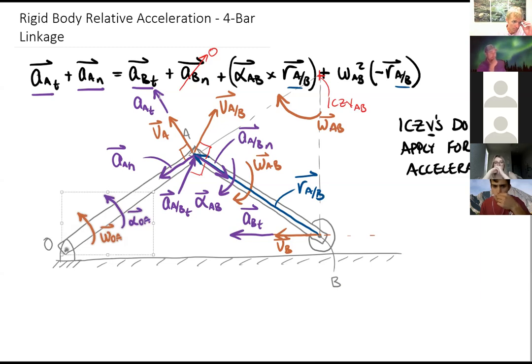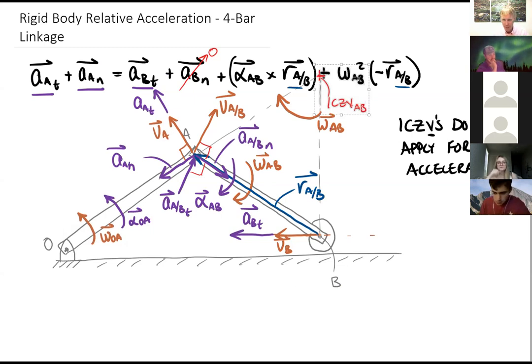I'm sorry, we have a question, Dr. Big. Yeah, you bet. So the way we found the omega of A sub B has everything to do with this ICZV. So I'll go through that here first. And so for right now, just kind of blur out all the purple vectors. So we were given omega, we just found V sub A.